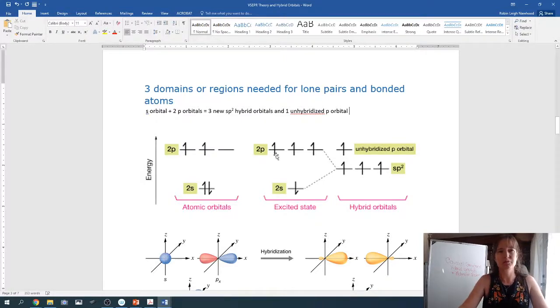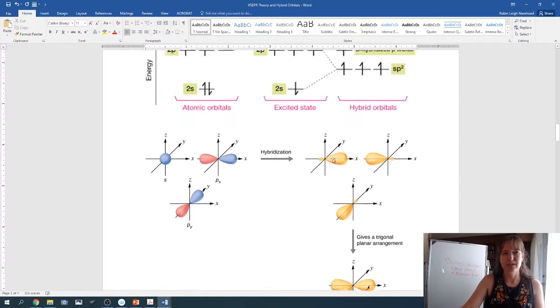So 2 of these p orbitals, the spaces for 2 of these and the space for an s orbital, they all combine to create 3 new orbitals. The energy is between the original s and p orbitals, and then there's 1 p orbital that did not change at all, and so it's unhybridized.